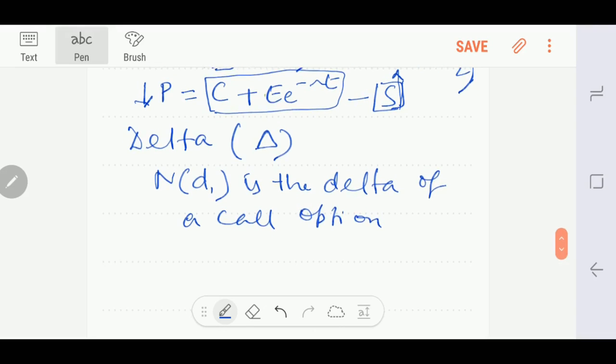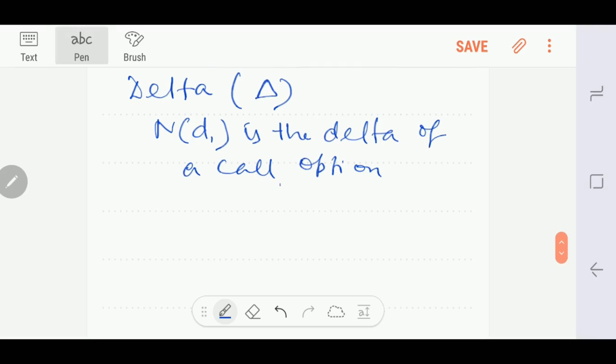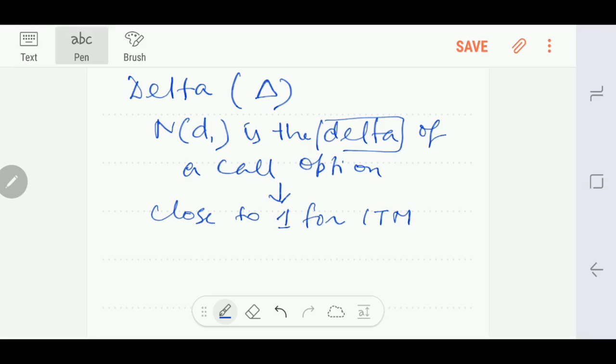The delta of a call option, ladies and gentlemen, is close to 1 for a call option which is in the money. You will surely remember what we mean by an in the money call option: something which will be profitable to exercise immediately. For a call option, S minus E will have to be positive to keep it in the money. When S minus E is positive, you will find that N of D1, which is also the delta of the call option, will be close to 1. Otherwise, if the call option is out of the money, the delta or N of D1 will be close to 0. So let's write that here: it's close to 0 for an OTM call. So ITM call and OTM call.